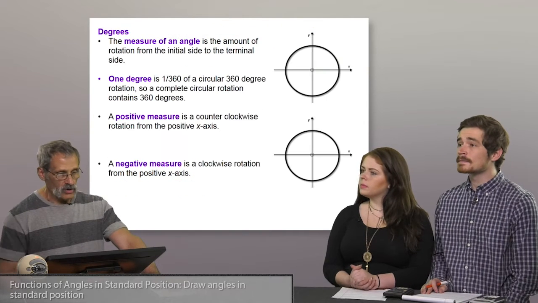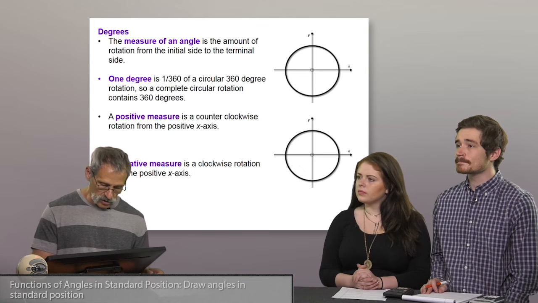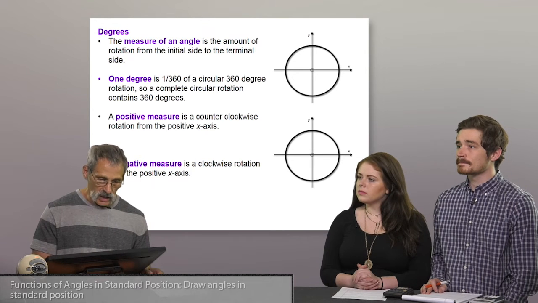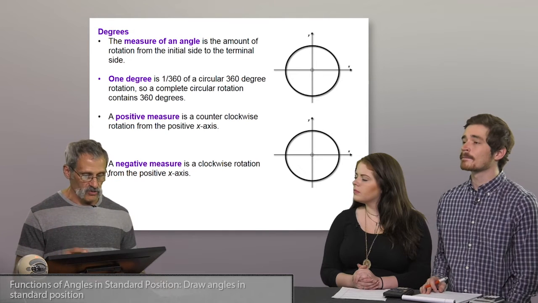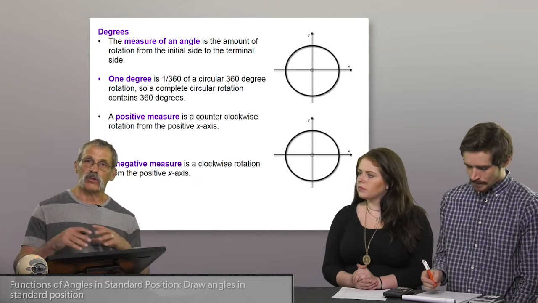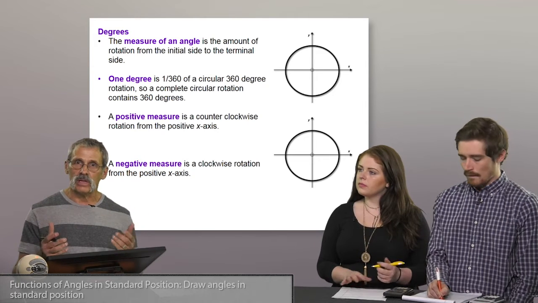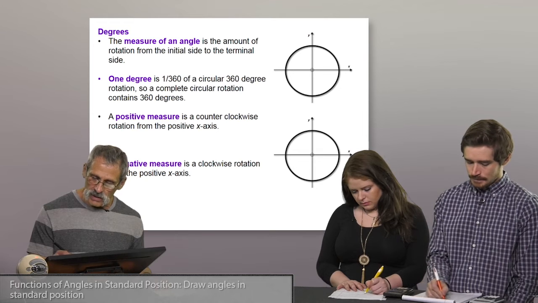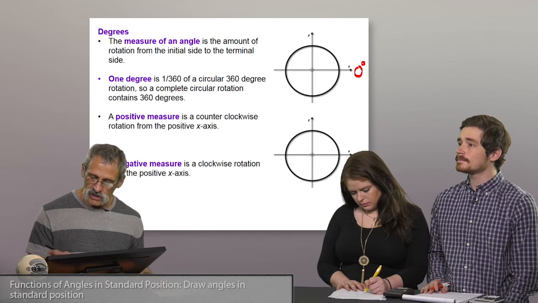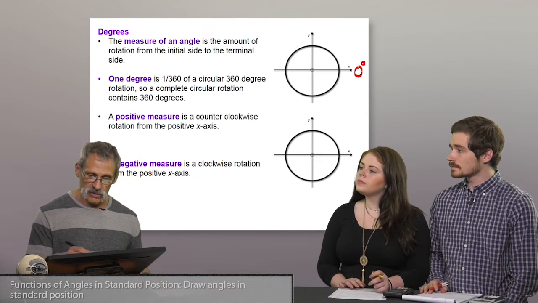So next we're going to talk about degree measurement. The measure of an angle is just the amount of rotation from the initial side. If I take a look at a circle, 1/360th of that rotation is a single degree. It's kind of arbitrary. But if I start at the positive x-axis, I have 0 degrees. If I rotate all the way around, I'm at 360 degrees.